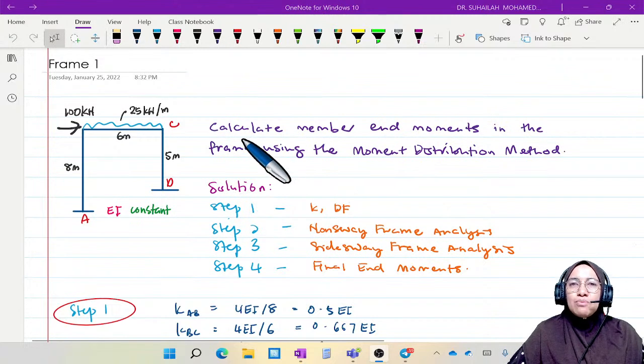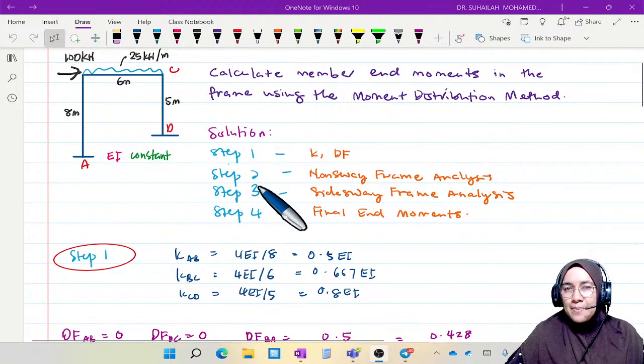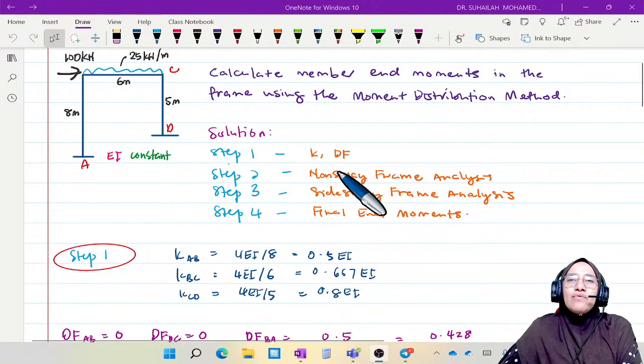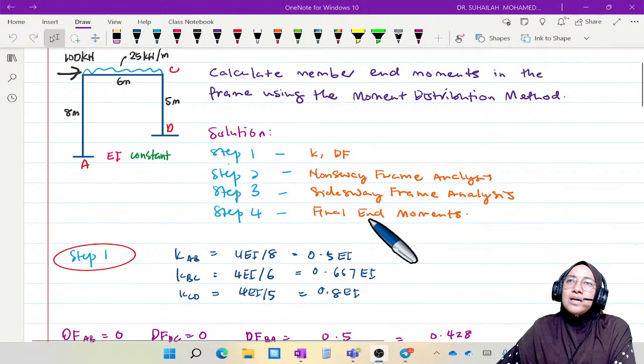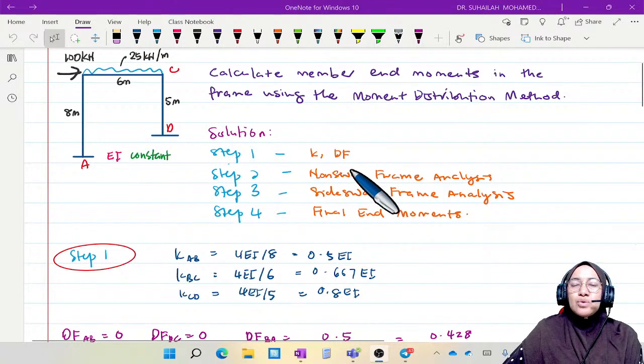So by using the moment distribution method, we can actually list the procedure in 4 steps. Okay, step number 1, we need to calculate K, the stiffness factor for each element, as well as the distribution factor. Stiffness factor, we use 3EI/L for far end pin or roller, and we use 4EI/L for far end fixed, internal support and rigid joint.